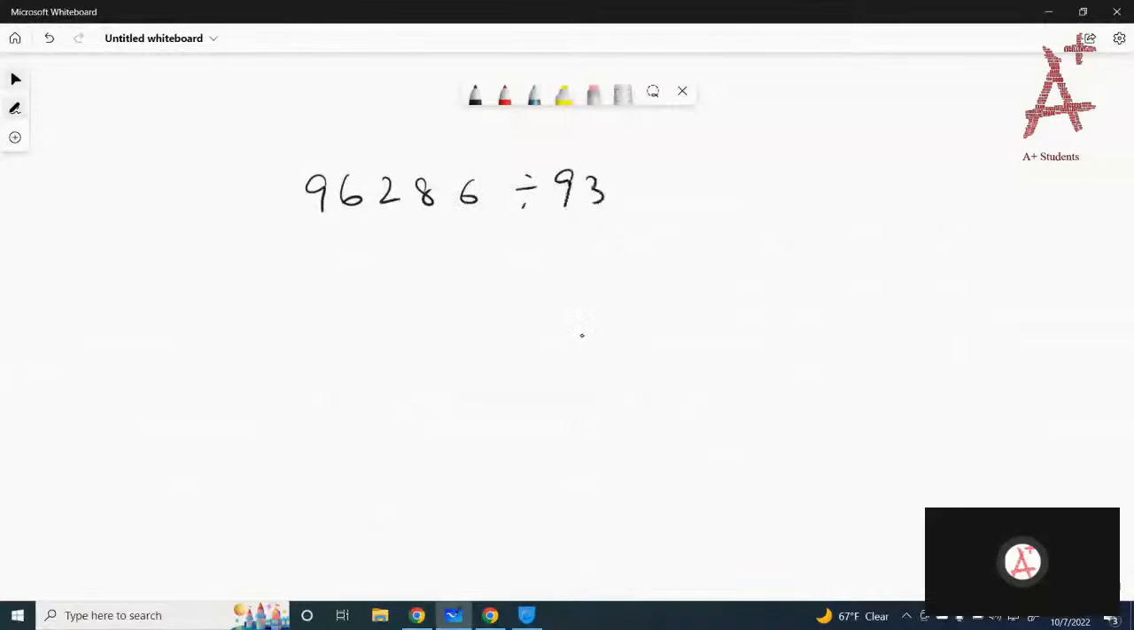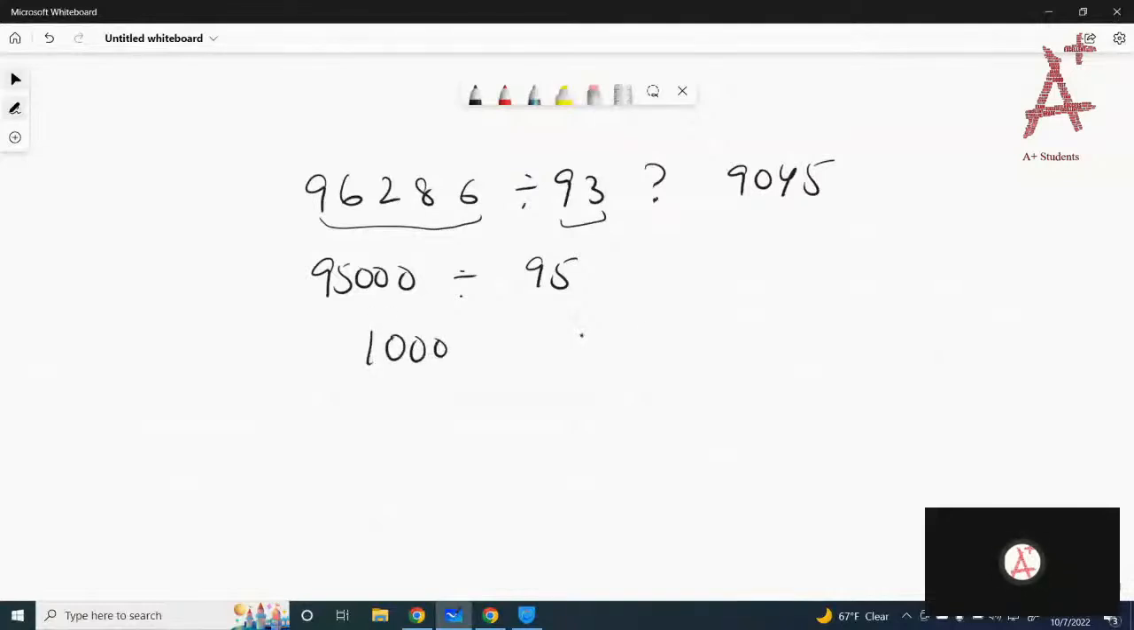96,286 divided by 93, and we have to compare it with 904. Estimate the answer. You have to estimate the numbers. So we can round the number to 95,000 and divide by 95. Got it? When you divide 95,000 by 95, it would be 1,000. So is 1,000 less than this number or greater? 1,000 is less.